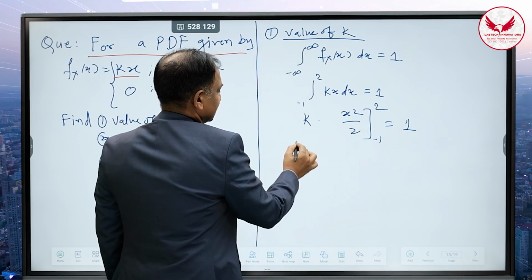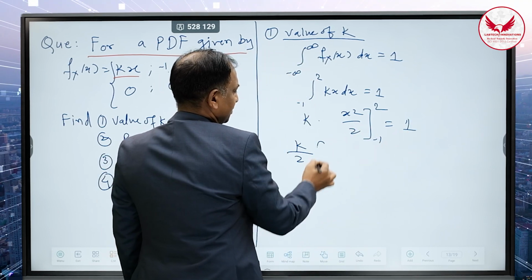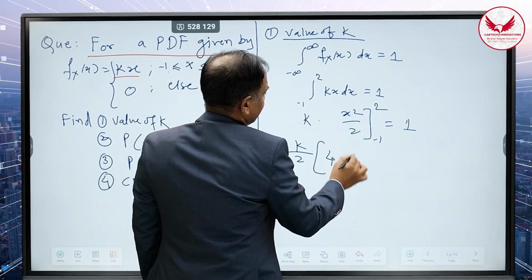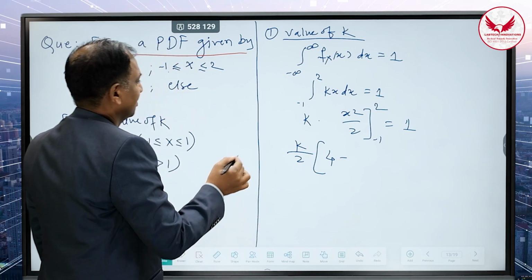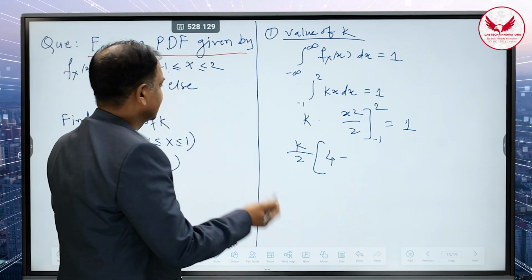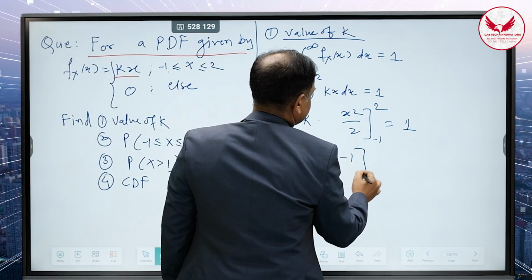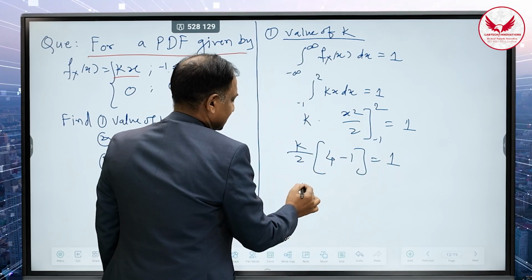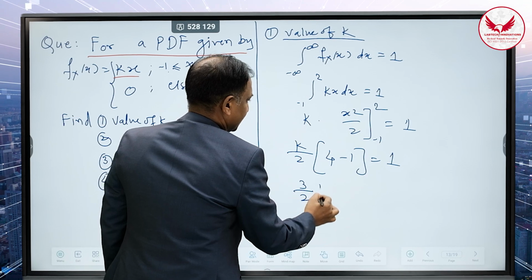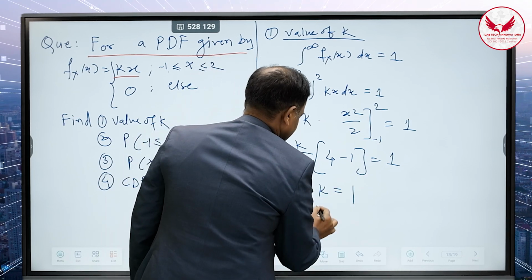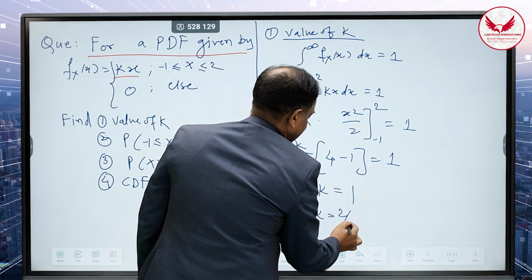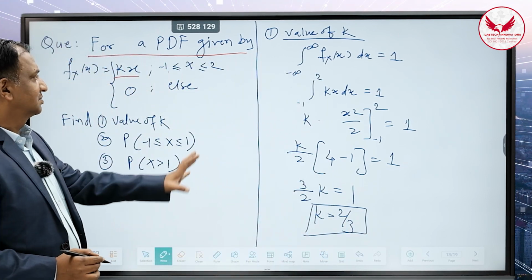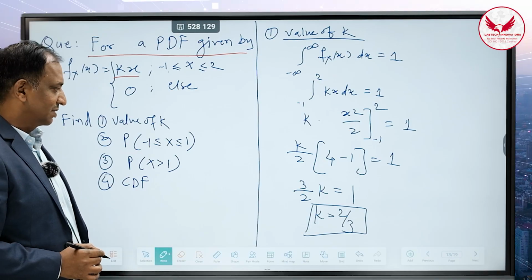Here 2 is a constant, so k divided by 2. Here the upper limit 2 square is 4, minus the lower limit -1 square, which is 1. So this is equal to 1. So it is 4 minus 1, 3 by 2, into k is equal to 1. So k is equal to 2 by 3. Accordingly, you can find the value of k. So that is equal to 2 by 3.